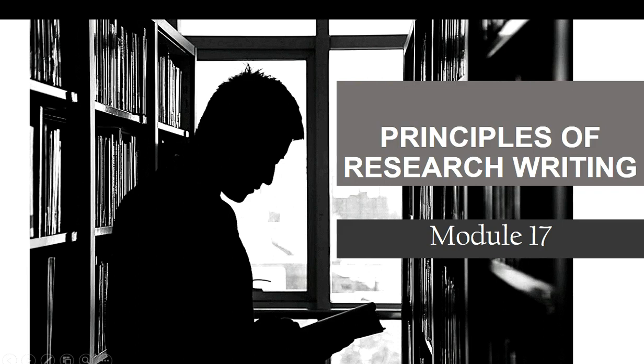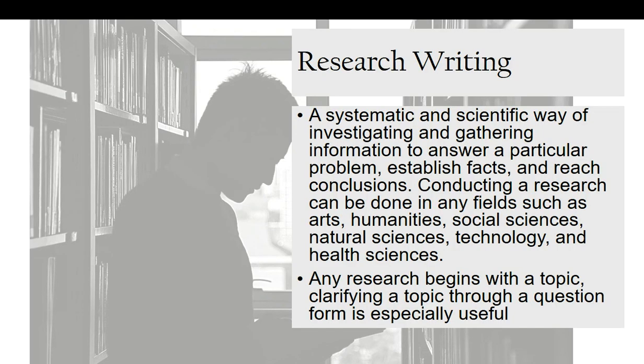But what is research? So research is a systematic and scientific way of investigating and gathering information to answer a particular problem. It establishes facts and reaches conclusions. Conducting research can be done in any field such as arts, humanities, social sciences, natural sciences, technology, and health sciences. So any research begins with a topic. Clarifying a topic through a question form is especially useful. So if you want to research, first you have to be inquisitive. You have to ask a question.